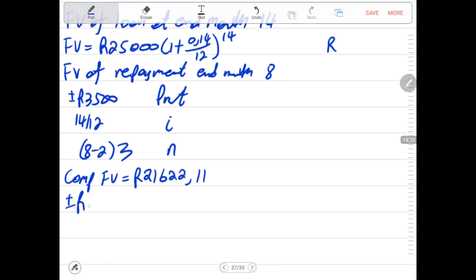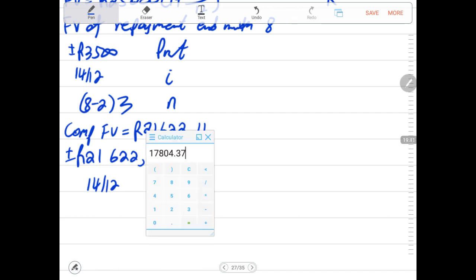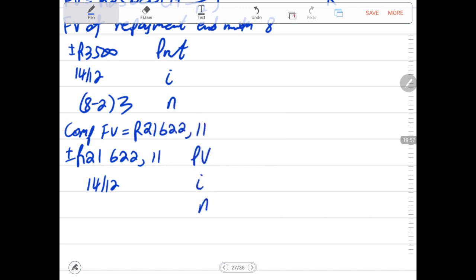Now this is plus minus 21,622 rand 11 cents. This is our present value. Then we have our interest, which is 14 divided by 12. Then we have our N. Our N now will start from month number 9 up to month number 14. Let us check how that will work. It will be 14 minus 8, because we are starting in month number 9, remember. So it will be 14 minus 8, and therefore it will be 6. Our N is 6, then we compute the future value.